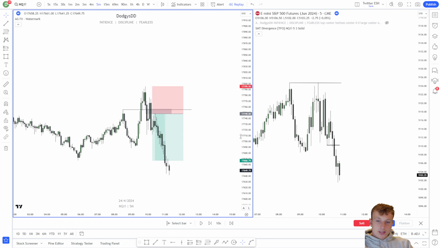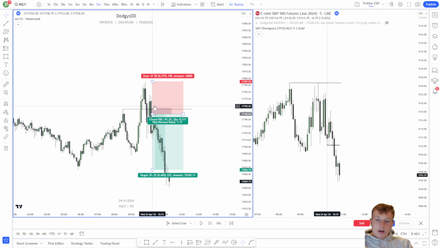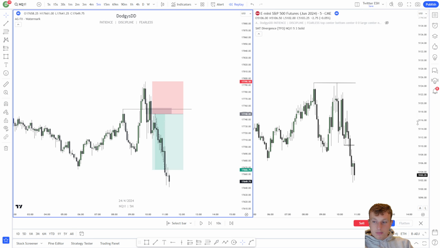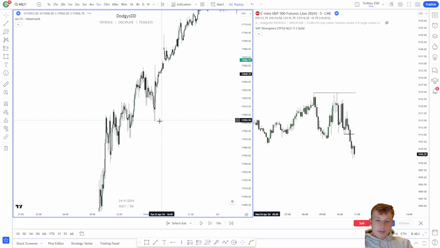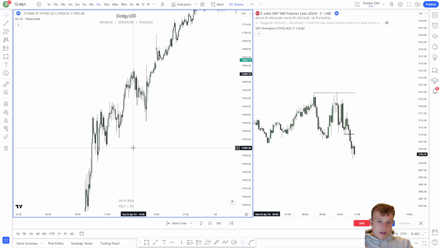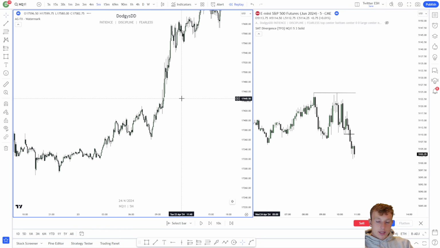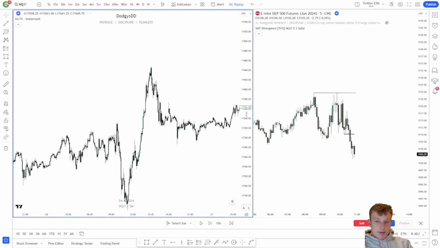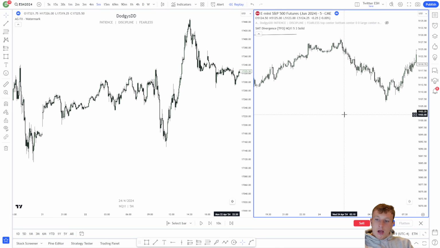So hopefully that makes sense. You're going to see a lot of SMTs, but it does not matter until you get an actual entry model. That's the biggest thing with SMTs. I got a few requests from people asking me to make videos on SMTs. NQ and ES is going to be the strongest pair you can look for SMTs with. You can use YM, but it's not as imperative as if you get an ES and NQ SMT.